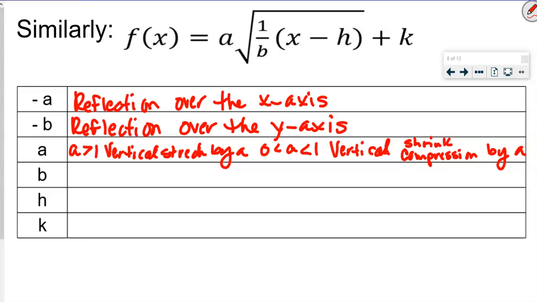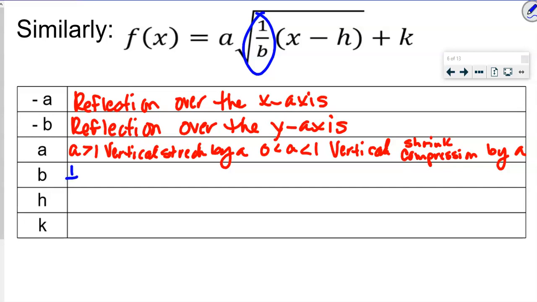Now, b. B is a little different. Y'all see this b up here? It's 1 over b. That means it's an inverse. So when we start talking about this, it's going to be a little bit different than what we've been accustomed to. So whatever we have in this position of where b is, we're always going to flip it. So if it was 1/2, it's going to end up being 2. If it was 2, it's going to end up being 1/2.